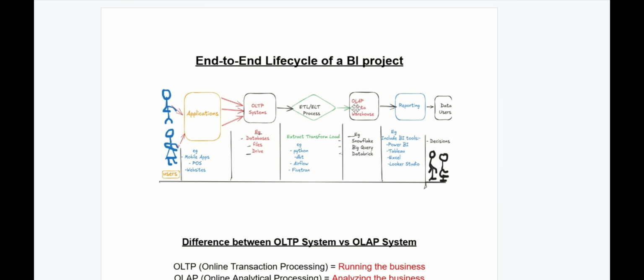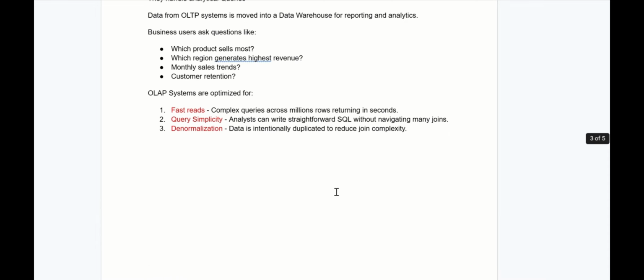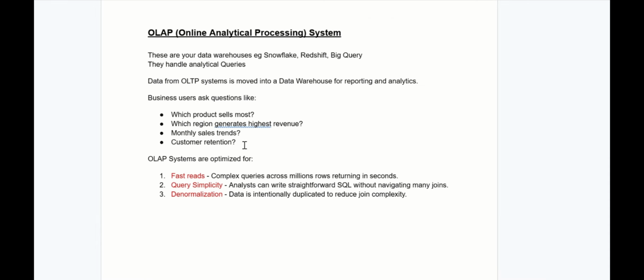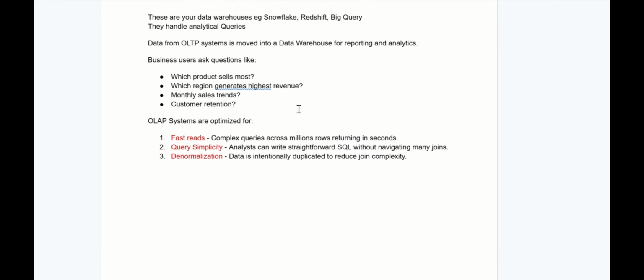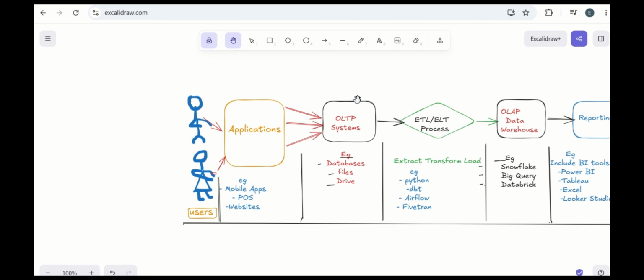So we're going to use the data originated from the OLAP, and then we use BI tools like Tableau, Power BI, Looker, or maybe Excel, and then we can answer all these business users' questions. The OLAP systems are optimized for fast read, query simplicity, denormalization, and so on. So I think this one is very clear. So we've seen the difference between the OLTP system and the OLAP systems.